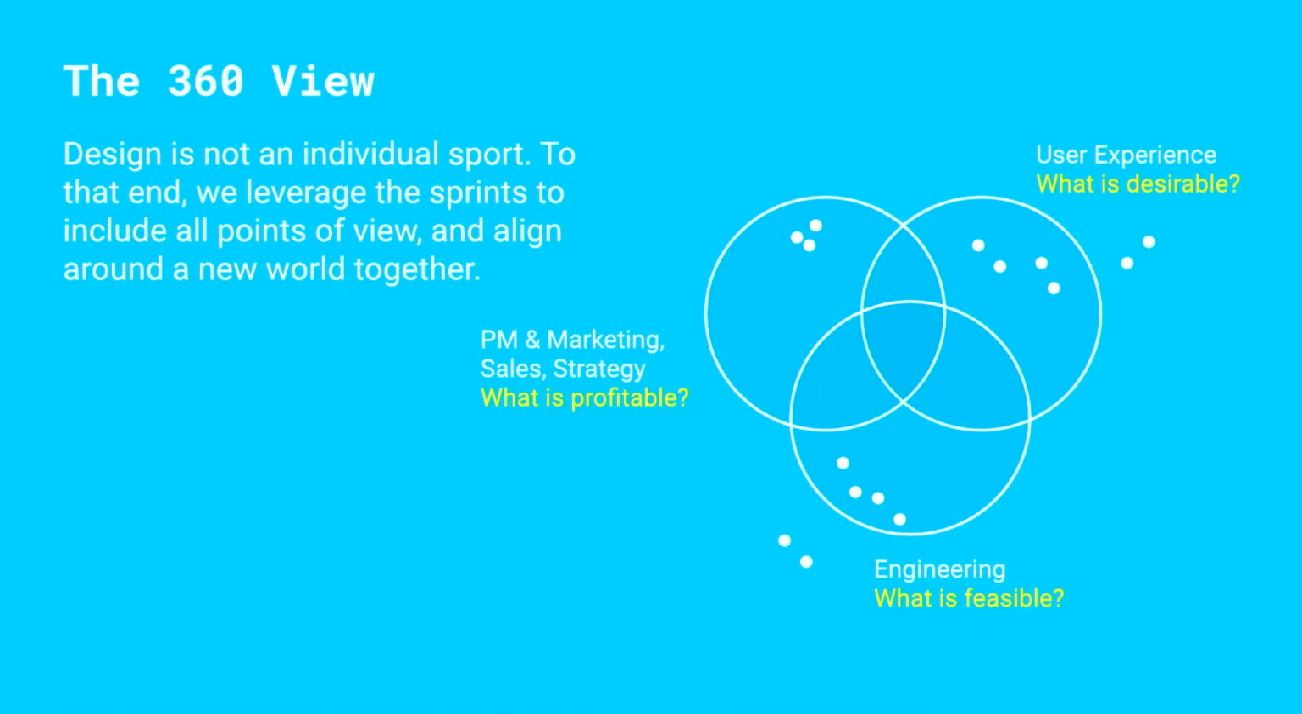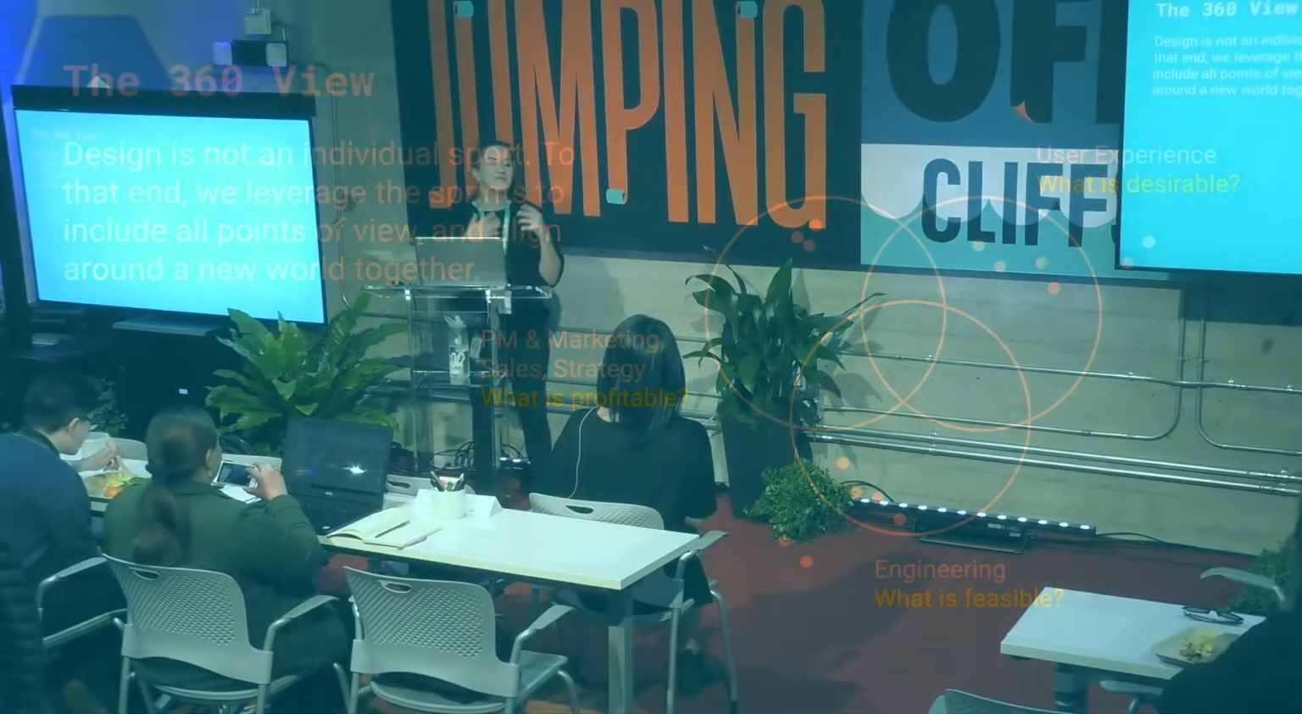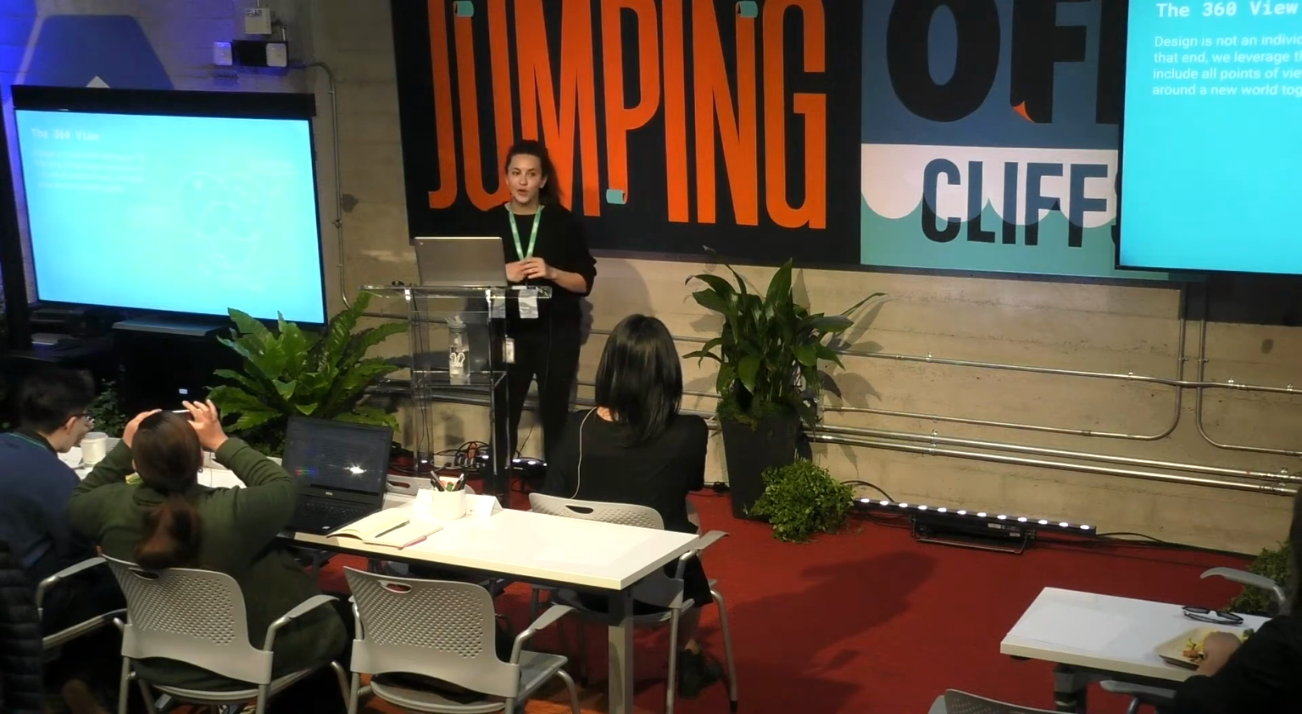Design is not an individual sport, and to that end, we leverage the sprints to include all points of view and align around this new view that we create together. Design sprints bring together this view on a problem because you have your cross-functional team on board. PMs, marketing, and other business folks are going to be thinking about what's profitable, among other things. Your engineers are going to know about what's possible in a technical sense. They can comment on feasibility. And then your designers are going to focus on making the product desirable and easy to use.